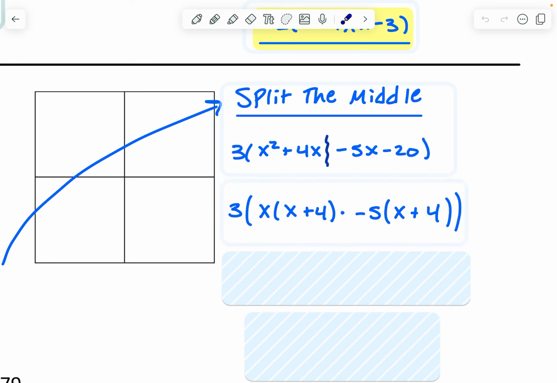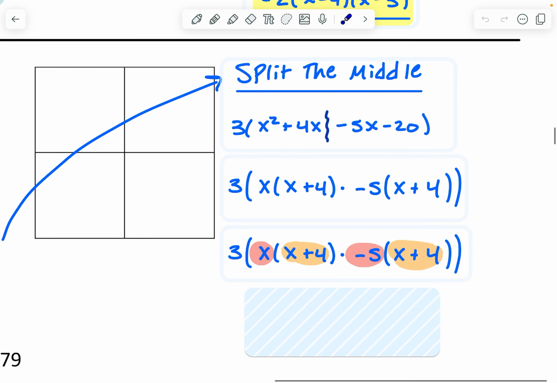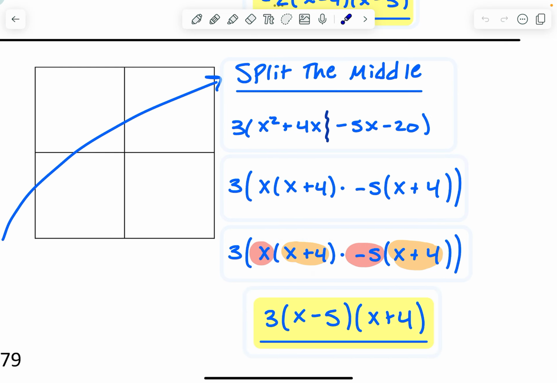So I have 3 times x plus 4 times negative 5 times x plus 4. So we see how x plus 4 and x plus 4 match up. Our two groups. What were we able to take out? X minus 5. What stayed in? X plus 4. So our final answer is 3 times x minus 5 times x plus 4.